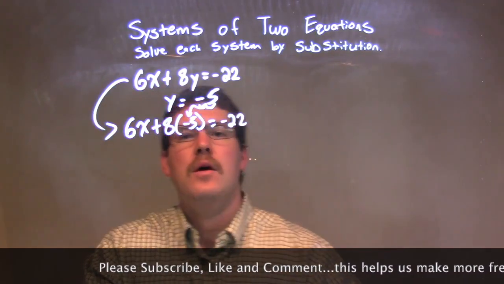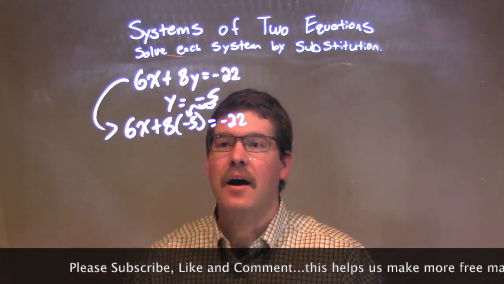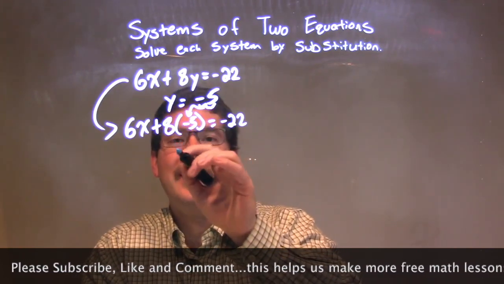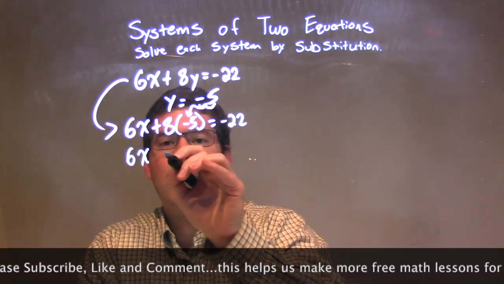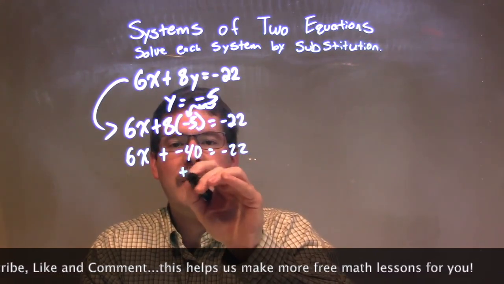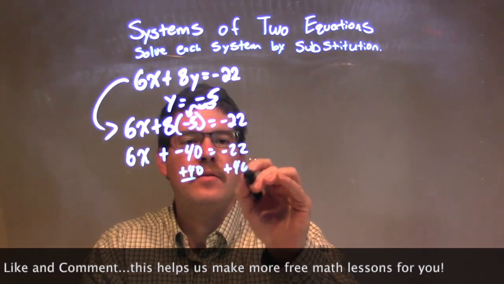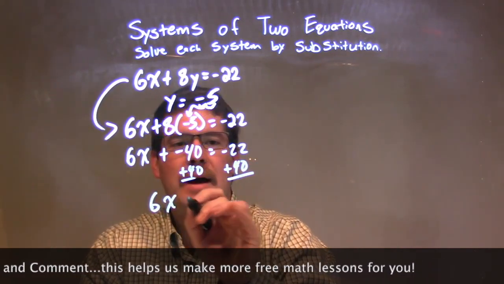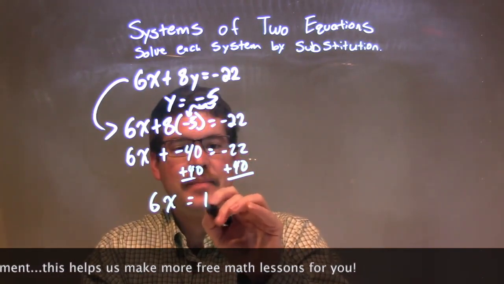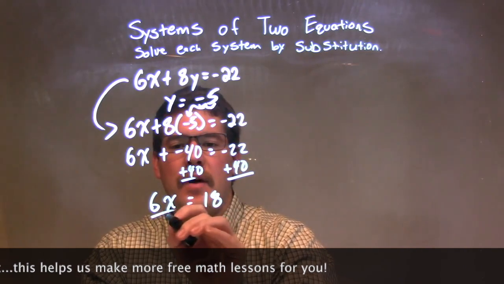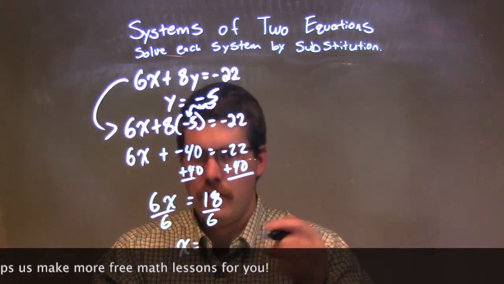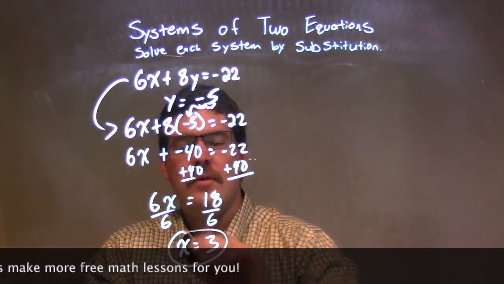Okay. From there, I need to simplify, try to get x by itself. So 8 times -5 is -40. So we have 6x plus -40 equals -22. I'm going to add 40 to both sides here, giving me 6x by itself. And -22 plus 40 is positive 18. I'm going to divide by 6 on both sides, giving me x by itself, and 18 divided by 6 is 3. So we have x equals 3 right there.